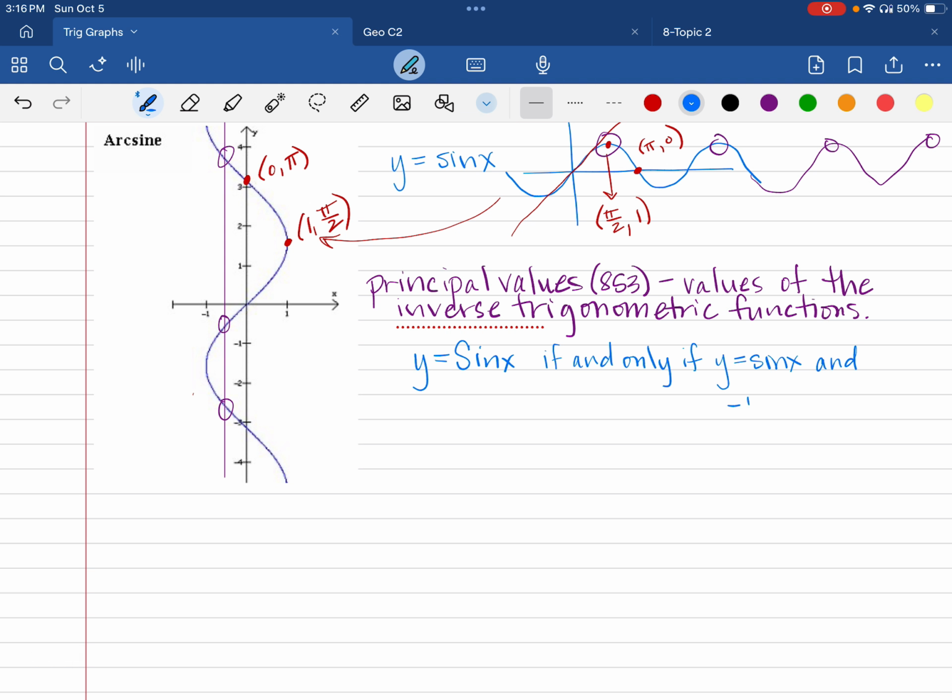X is between negative pi over 2 and positive pi over 2. On your unit circle, this is going to correspond to quadrant 4 and quadrant 1. So when we're looking for principal values of our inverse sine, we are only going to be looking at angles that are in quadrant 4 and quadrant 1 that satisfy that equation.